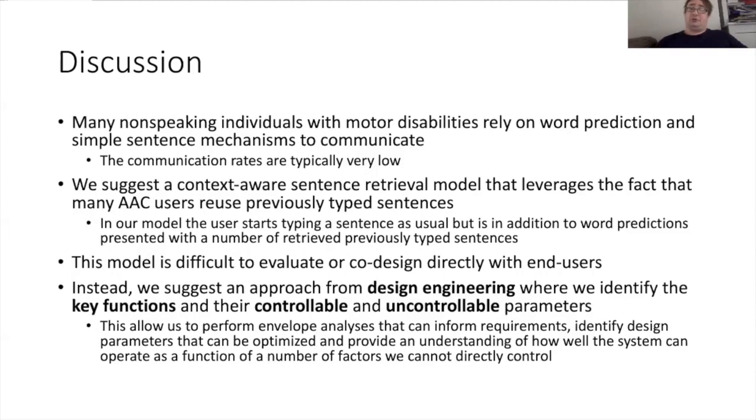This model is difficult to evaluate or co-design directly with end users. Instead, in this paper, we suggest an approach from design engineering, where we identify the key functions and their controllable and uncontrollable parameters. This allows us to perform envelope analysis that can inform requirements, identify design parameters that can be optimized, and provide an understanding of how well the system can operate as a function of a number of factors we cannot directly control.